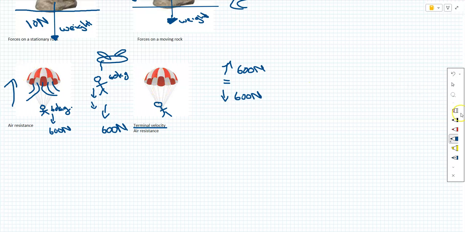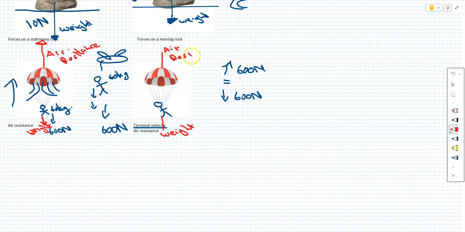So here at this moment, we have air resistance that is higher than the weight pulling him down. That's why he is moving up. Here at terminal velocity, the air resistance is exactly the same as the weight pulling him down, which means he has reached terminal velocity.